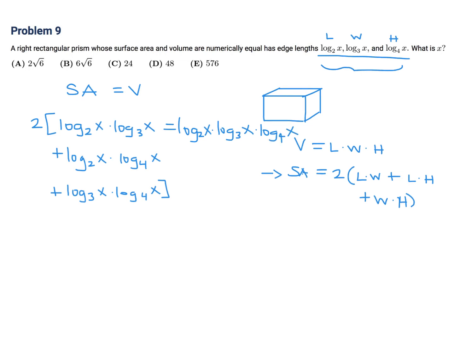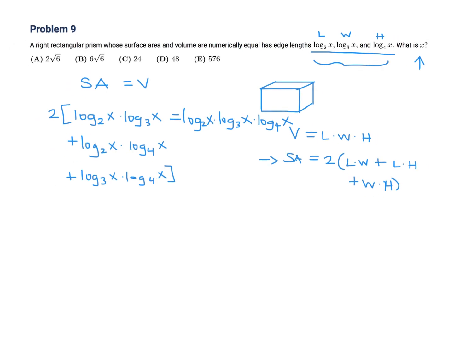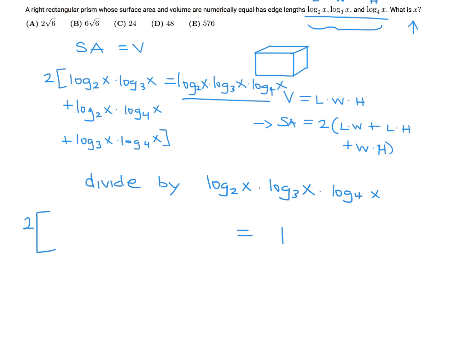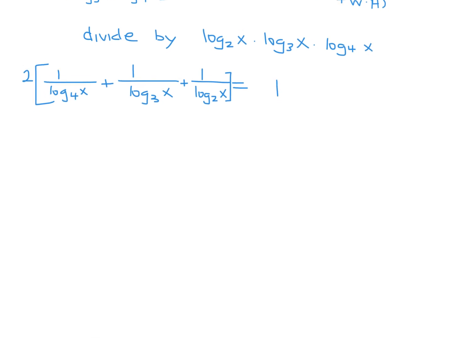Got it? Okay, so now we have to do some manipulation, because we eventually have to figure out the value of x. Shouldn't be too much of a problem. We just have to use some log rules and all that stuff. So the first thing I'm going to do is divide both sides by log of x times the log of x times the log of x, just basically this side right here. Let me just make sure I write it properly. And when I do that, that side becomes 1, right? But this side becomes a little bit different. It becomes 2 times 1 over the log of x to the base 4 plus 1 over the log of x to the base 3 plus 1 over log of x to the base 2. Right? Nothing fancy so far.